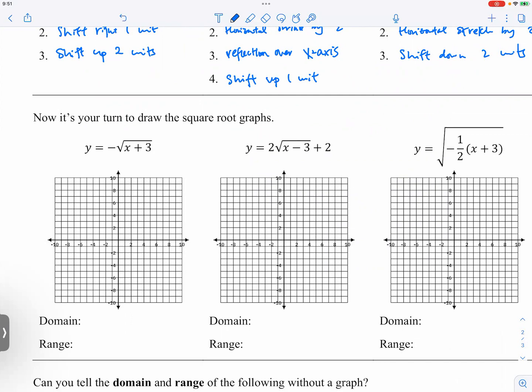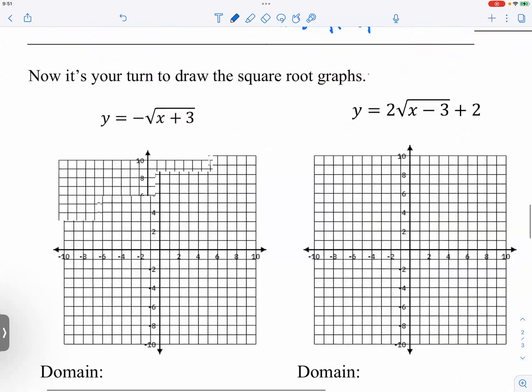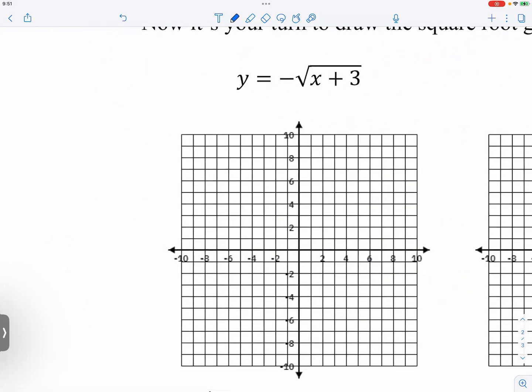Now, let me give you a standard. If you think you're good, you should produce a correct graph in less than 30 seconds, okay? For a graph like this one, negative square root of x plus 3, it should not take you more than 10 seconds if you are good, okay? Just to give you a good idea how to perfect it.